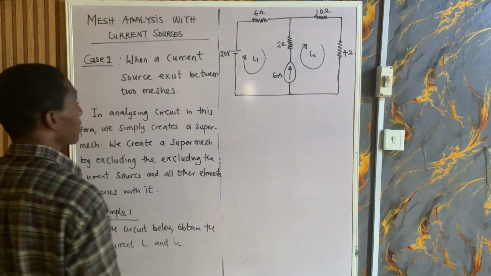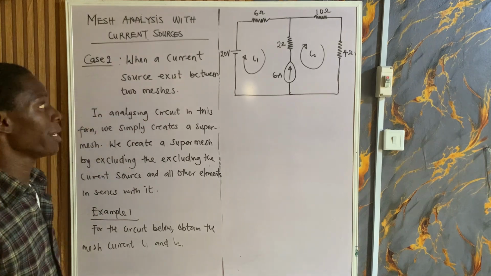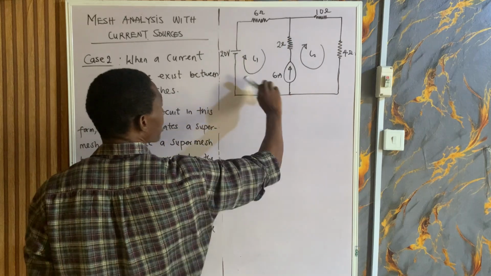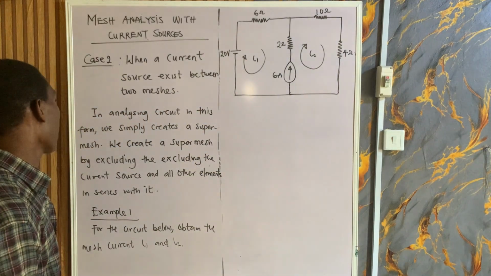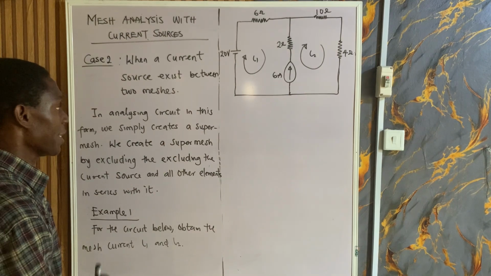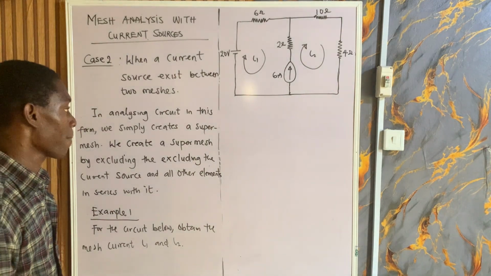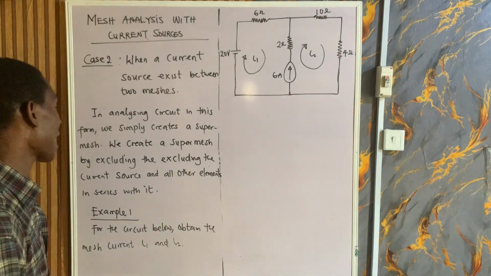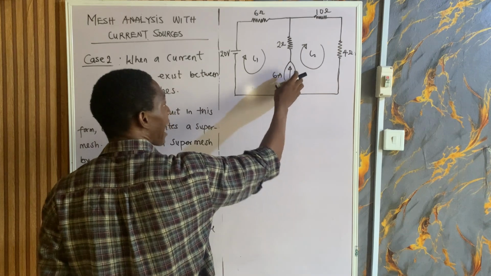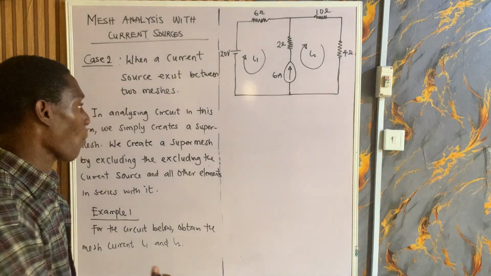Mesh analysis with current source, case 2. When a current source exists between two meshes, as we can see in this case now, this current source is in between these two meshes. So we solve it differently actually. In analyzing this kind of circuit, we create a super mesh. That's just what we do here. We create a super mesh, and that super mesh is obtained by removing the current source and every other thing in series with it. That is, these two ohm resistors will be removed. Then we create the super mesh. Well, we're going to do that in solving this question.